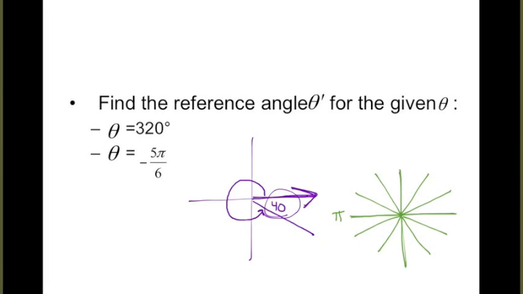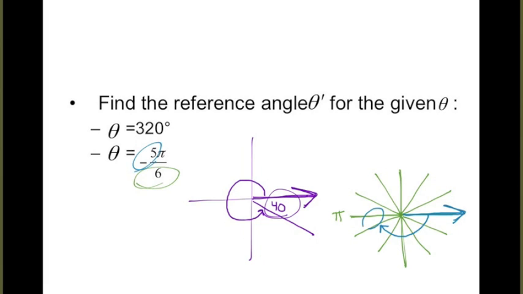Okay. So the denominator tells you how many cuts to make. We want 6 pieces in each half of the circle because pi is half of a circle. We're cutting each pi or each half into 6 pieces. The numerator then tells you how many of those pieces to go. I want to go -5 of those pieces. So we start at the same place we always start at, the positive x-axis, and I'm going to go backwards 5 pieces of the circle. 1, 2, 3, 4, 5 pieces of the circle.